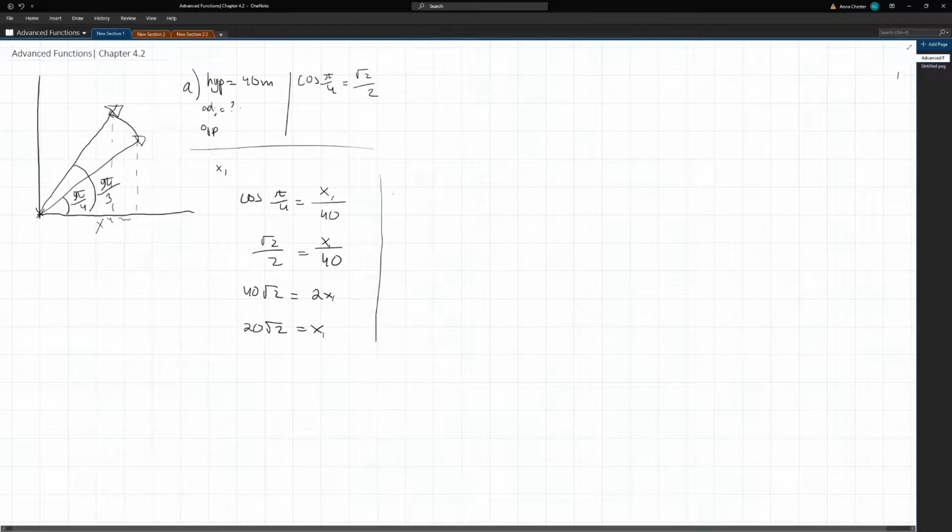Then for our second one, we have cos pi over 3. So cos pi over 3 is equal to x2 over 40. Cos pi over 3 is the same as, let's draw the triangle because I don't remember things that well. This is pi over 3. So this has to be square root of 3. This is 1. This is 2. So square root of 3 over 2 is equal to x2 over 40. There you go. Now cross multiply and we get 40 square root of 3 is equal to 2x2, so 20 square root of 3 is equal to x2.